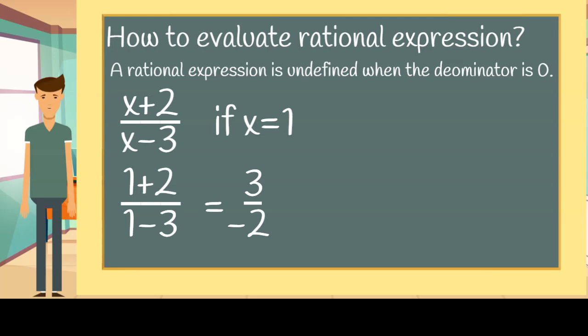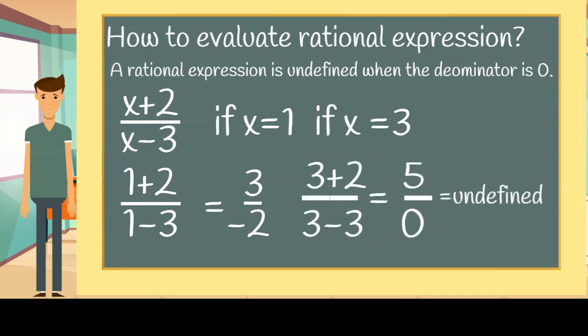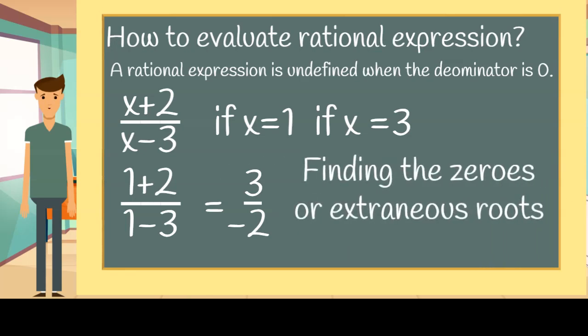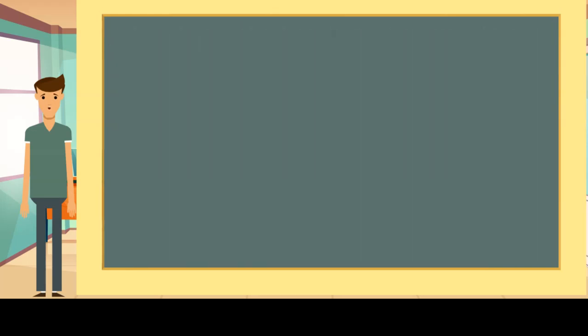This rational expression can be evaluated for any value of x, except for x equals 3, because it results in 5 over 0, and remember you are not allowed to divide by 0. In algebra we call this finding the zeros or finding the extraneous roots. In intermediate algebra we extend this to relate to functions and their domains.